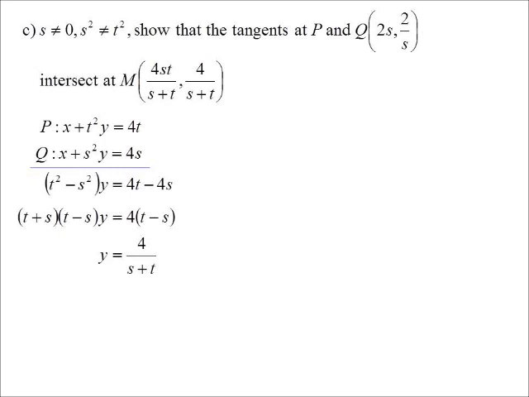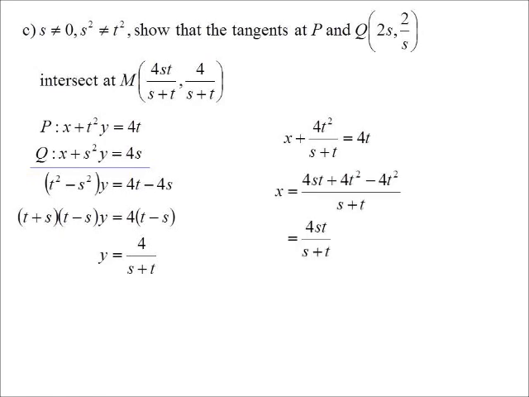Now I've got to substitute back in to get the x value. So x plus t squared times that. So we now have 4t squared on s plus t is equal to 4t. Move it to the other side, bit of algebraic fraction work, but we get our answer of 4st on s plus t. So yes, M is indeed 4st on s plus t, 4 on s plus t.